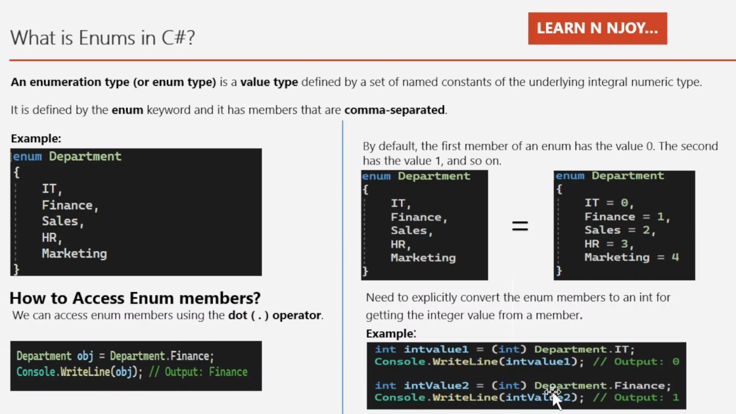Similarly, if you want to fetch the value of Finance, then we need to explicitly cast Department.Finance to int and then we will get the int value and then we are going to print it into this console window. And if you see, the output is coming as 1. So that's the way we are going to get the integral value from a member.